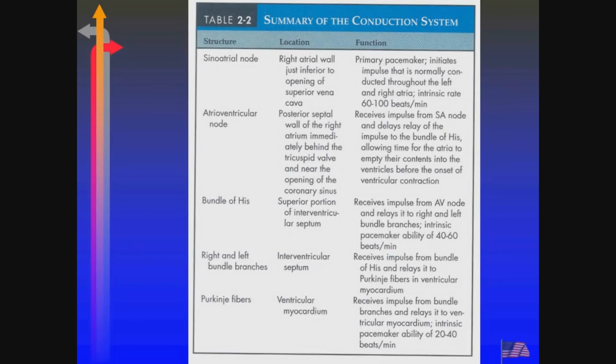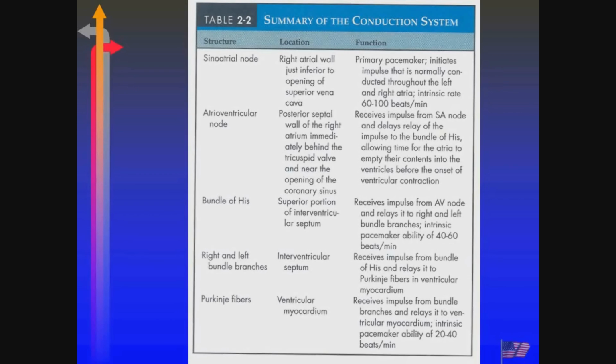For right now, all I want you guys to know are just the intrinsic rates that are present. We said 60 to 100 for the SA, 40 to 60 for the AV, and something less than 40 for the ventricles. But this also kind of nicely outlines the function of each of those areas, as well as where they're located.